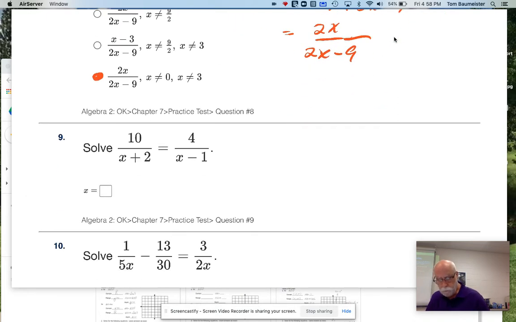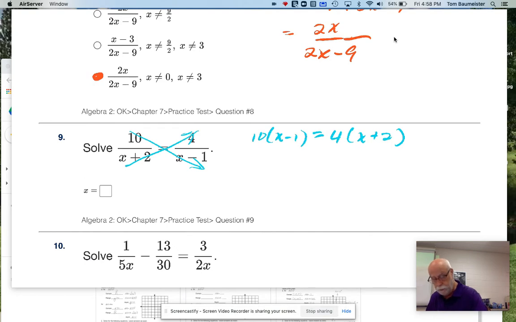Okay, number 9. Remember, this here should be an easy one, because why? Because it's just using the cross products, because we have stuff that are separated by itself. So we can take that times that, and we can take that times that. So what did I just say there? We can take 10 times x minus 1 is equal to 4 times x plus 2.